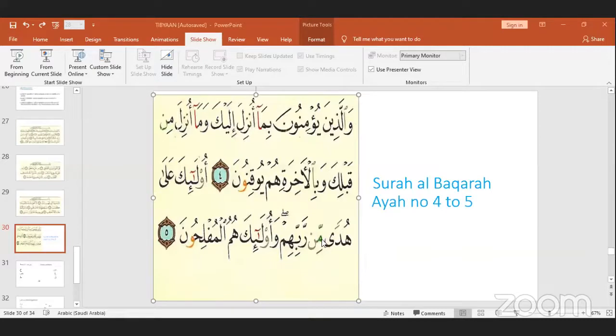And you didn't do the ghunna over here. We learned it last Thursday. The noon mushaddada, the meem mushaddada. Ghunna you should do. You should read from the nose. Ala hudam mir rabbihim.